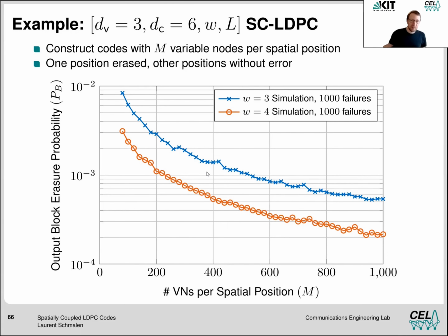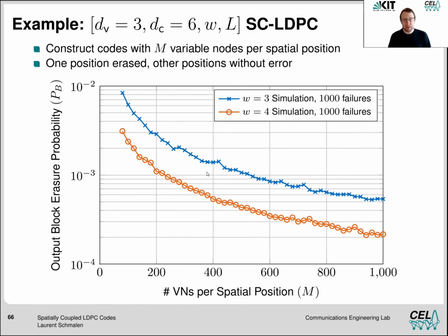Then, of course, we simulated this, and we constructed codes with a different number of bits per spatial position. So M is the number of bits that we use per spatial position now. Sorry for using M twice, but M is usually used twice in these contexts. We look at W equals 3, W equals 4, and we find that we should be able to recover from the burst. Our necessary condition is fulfilled, but it's only a necessary condition. And we see that we get quite large error rates in the range of 10 to the power -3.